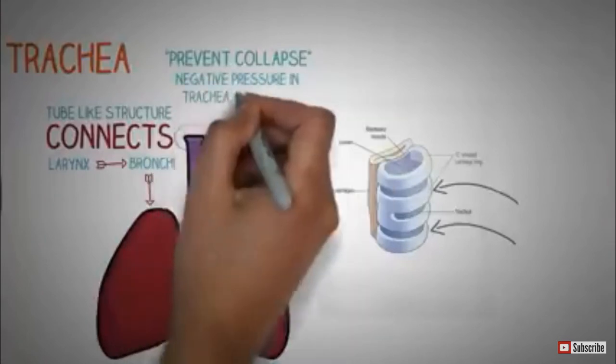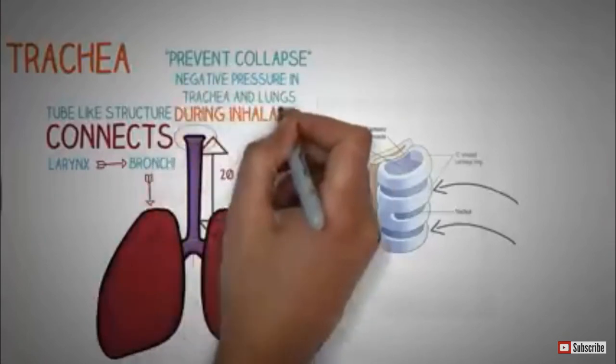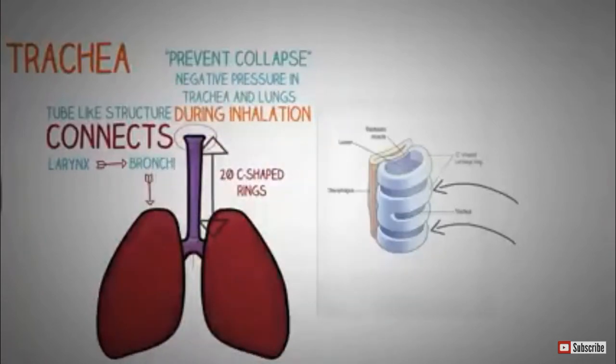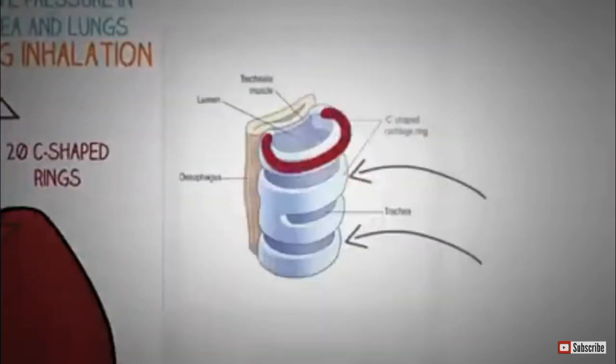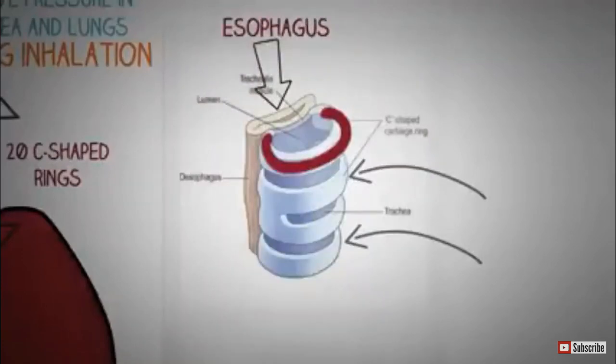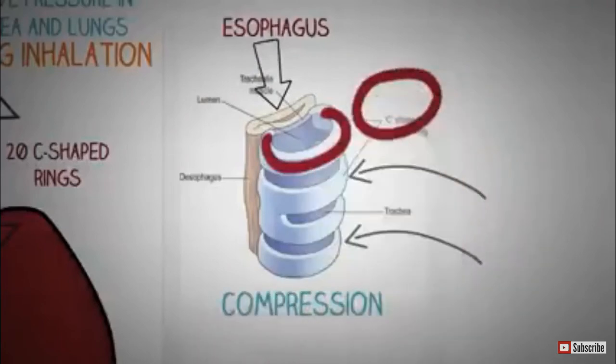These cartilages basically prevent the collapse of the trachea because there is a negative pressure in the trachea as well as the lungs during inhalation. If you look closely, these tracheal rings are C-shaped. They are not completely circular because the esophagus lies behind the trachea, and if these rings were circular, they would compress the esophagus during swallowing, and this could lead to choking.